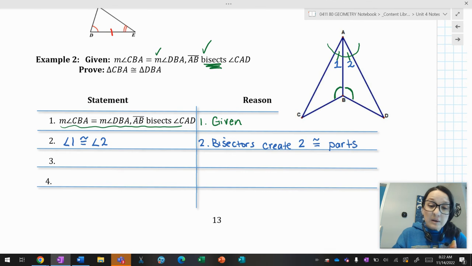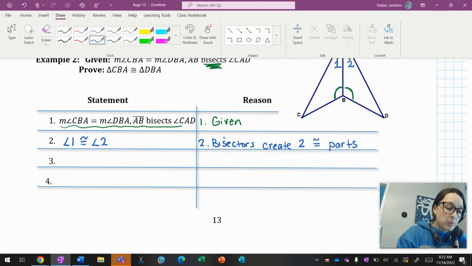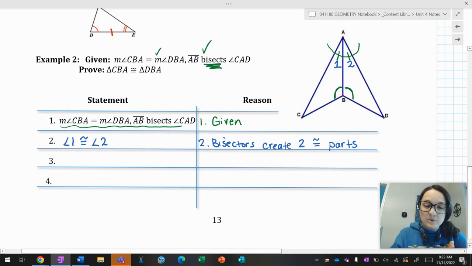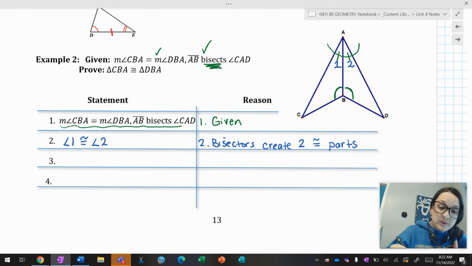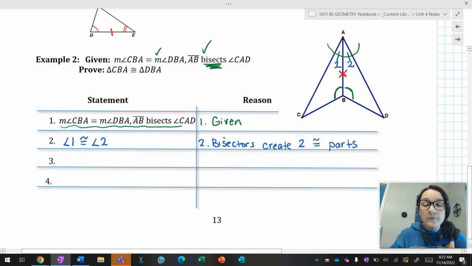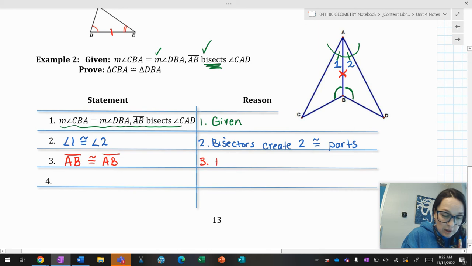All right, nothing in my givens gives me any more information. So now what I'm going to do is look at the picture itself and ask, is there something about this picture that would let me use another reason? If we look at this, you'll notice that the two triangles butt up against each other right at side AB. And when the two triangles stick together at a common side, we get to use the reflexive property.